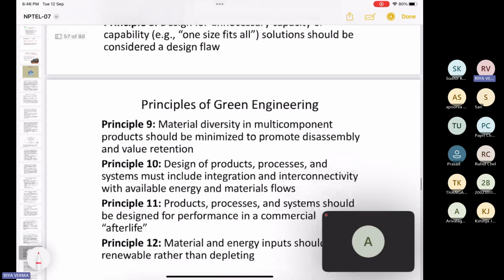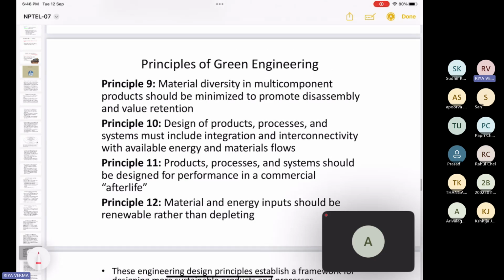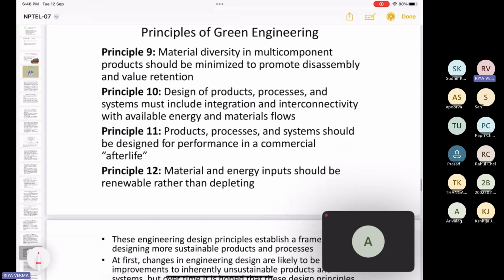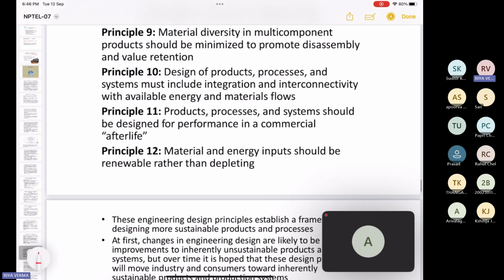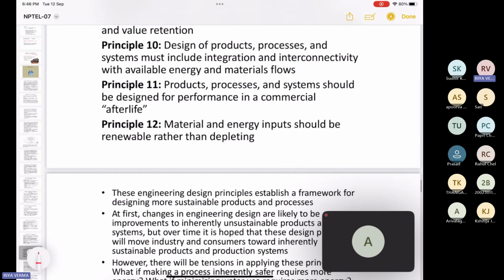The ninth principle says that the material diversity in multi-component products should be minimized to promote disassembly and value retention. The tenth principle says that the design of products, processes, and systems must include integration and interconnectivity with available energy and material flows. The 11th principle says that the product, process, and system should be designed for performance in a commercial afterlife. And the last principle states that the material and energy input should be renewable rather than depleting.